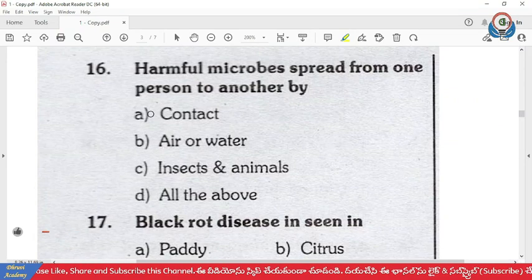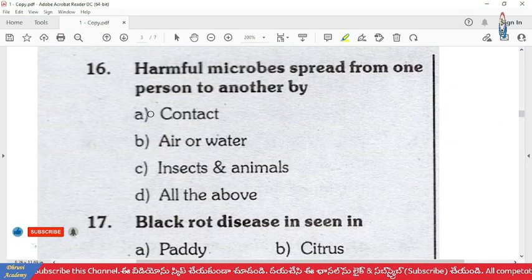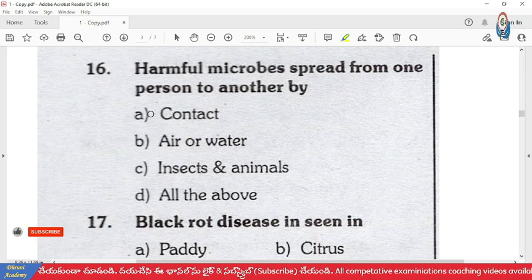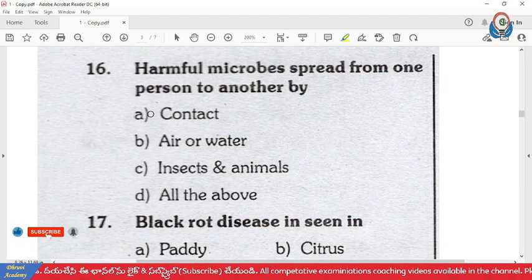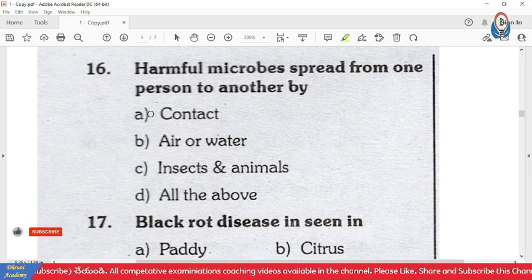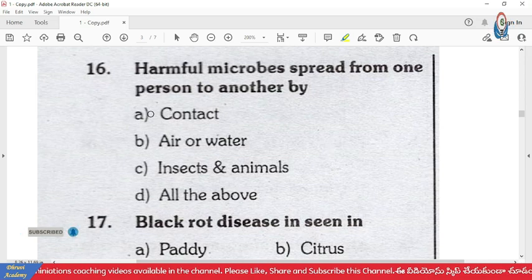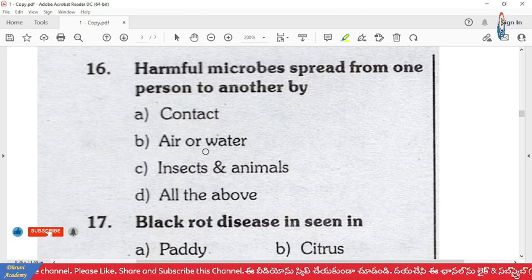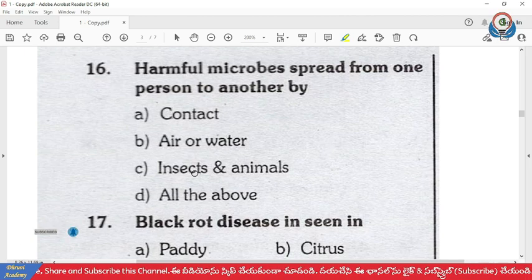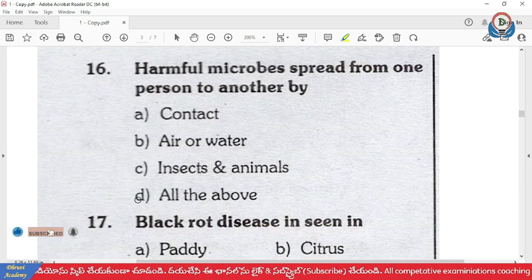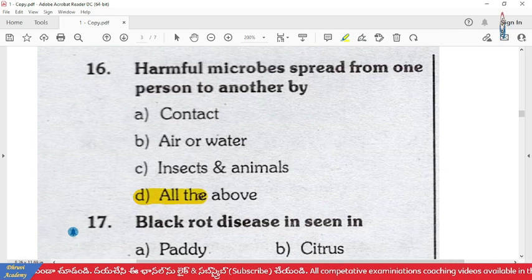Next, harmful microorganisms spread from one person to another by, is it A contact, B air or water, C insects and animals, or D all the above? Answer is all the above. Harmful microbes spread through contact, air, water, and also insects and animals. That is how harmful microbes spread from one person to another. It's all the above. Answer is right.